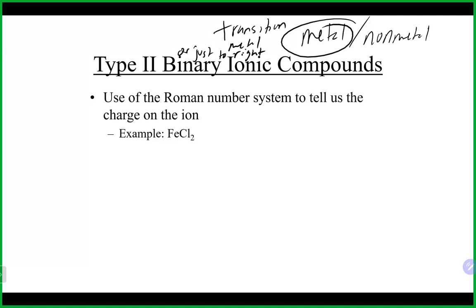And what we were talking about with these guys is they can have a variable positive charge. So we actually name these guys the same way as we do group 1 or type 1. The difference is because they can have a variable charge, we kind of have to tell people what charge we're dealing with. And to do that, we will basically use the whole name of the metal.